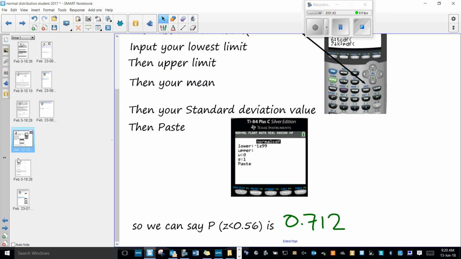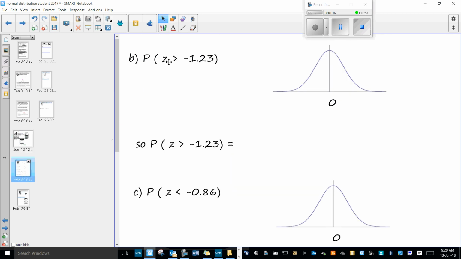Next example. All right. So say it was negative 0.56, and we'll find it again. Just as a FYI, we're going through several different examples.